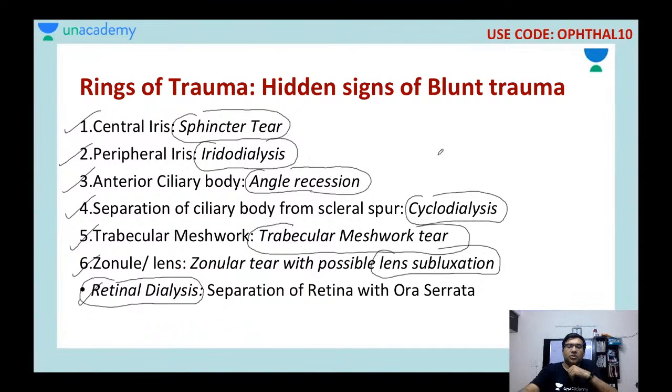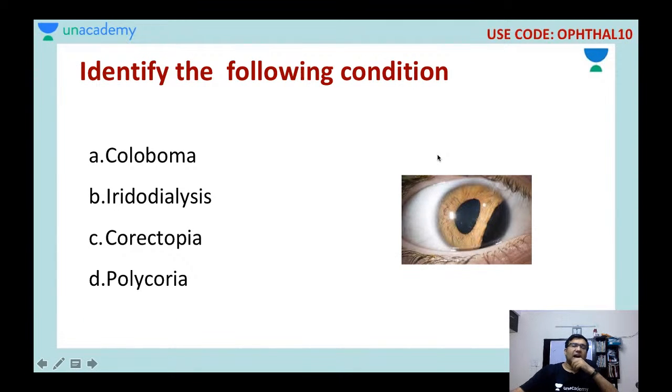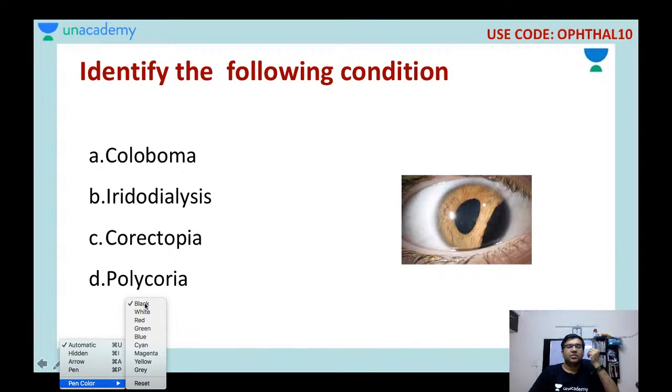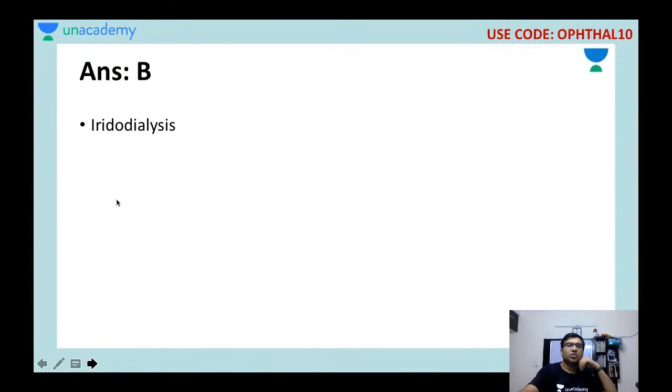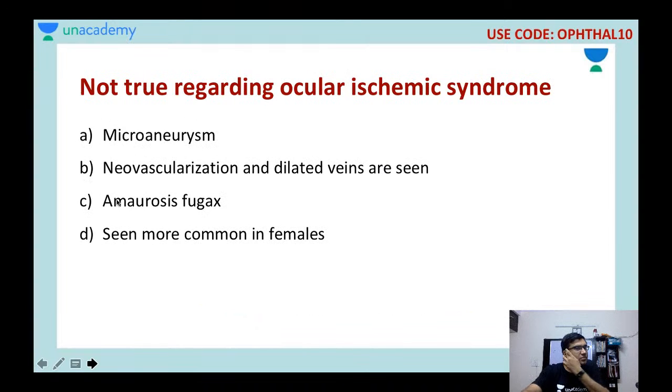Okay, chalo, let's move to our next question. Identify the following condition. What you can see, this is a type of rings of trauma. If you can see, the iris has disinserted from its root. This is basically a D-shaped pupil. This is called iridodialysis. Okay, chalo, let's move to the next question.